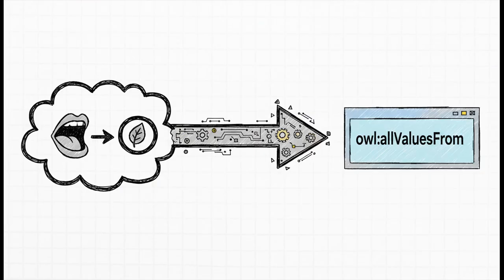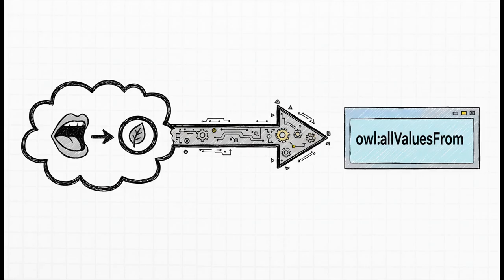And here it is. This is where the real magic happens. The final machine-readable code. I know, it might look a little intimidating, but this is where all the power is. See how that simple phrase, eats only herbivore, got transformed into that razor-sharp instruction, all values from herbivore?